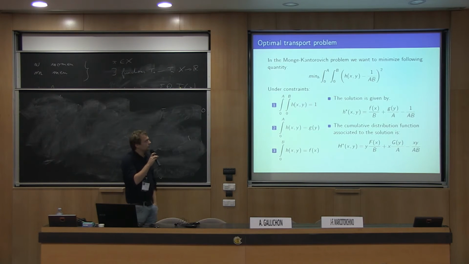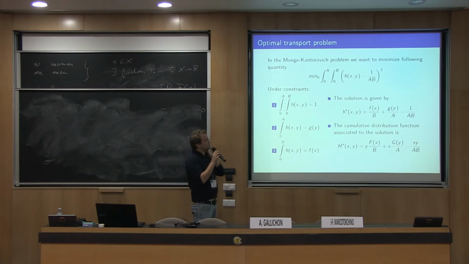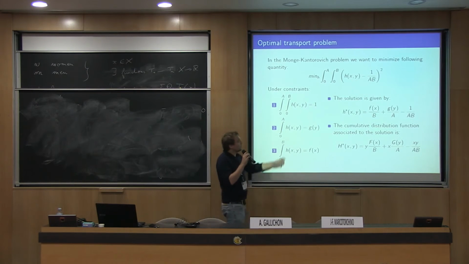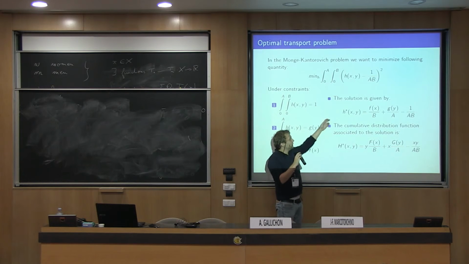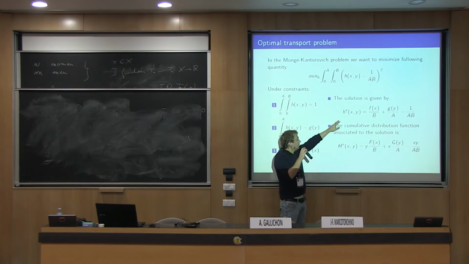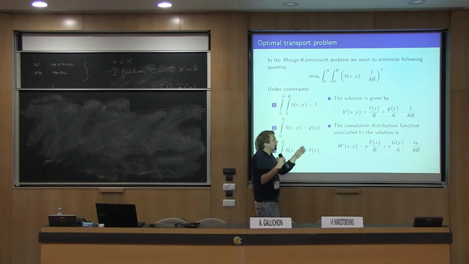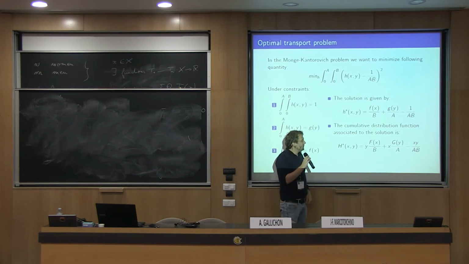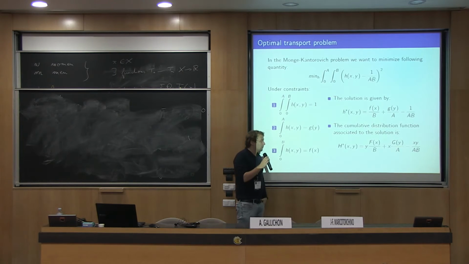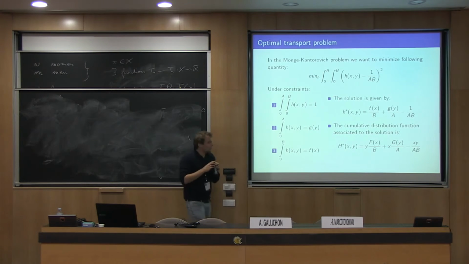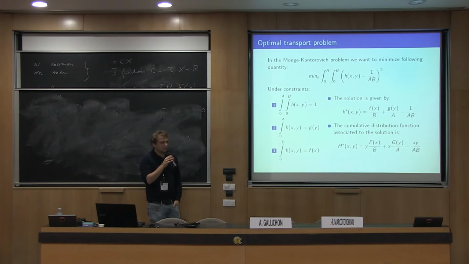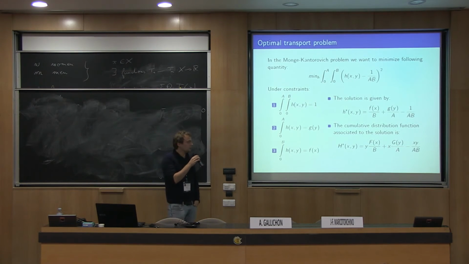So for the optimal transport problem, we want to minimize a double integral under this constraint, and thanks to a previous work, we show that the solution is given by this equation in a density point of view, and the cumulative distribution associated to this solution is given by this one. And we will use this function in our context to detect anomalies.